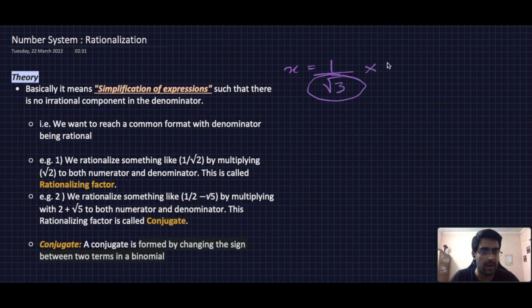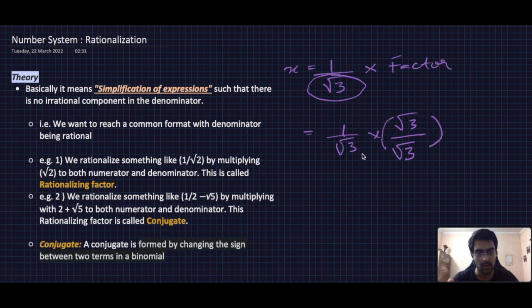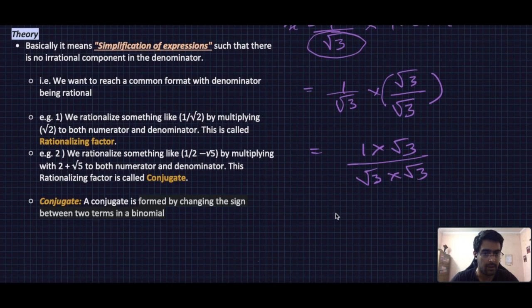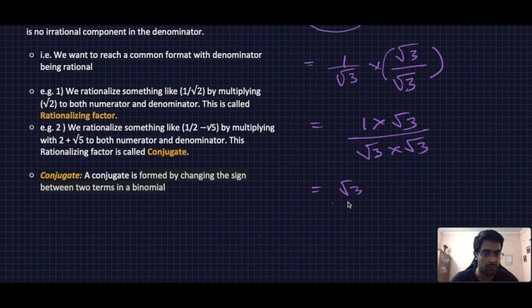So what do we do? We multiply it with a factor which helps us bring it into a rational form or a better simplified expression. How do we do that? We multiply 1 by root 3 with the same irrational component. So if I multiply 1 by root 3 into root 3 by root 3, root 3 by root 3 essentially being 1, it will become 1 into root 3 by root 3 into root 3, right? And if I continue this, it will become root 3 by 3. And now this is a simplified expression.